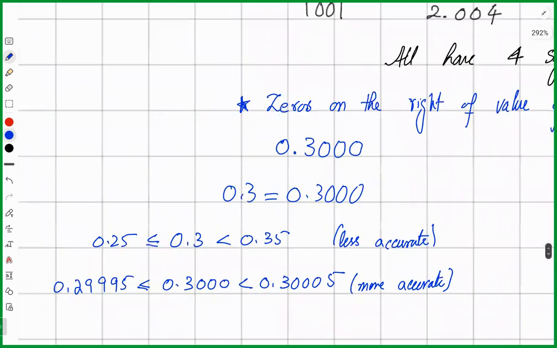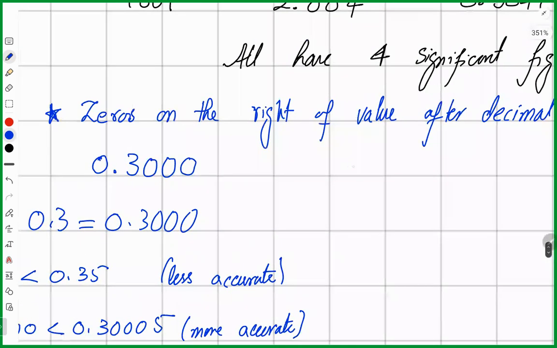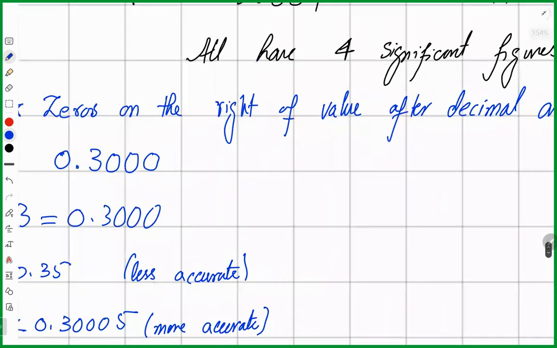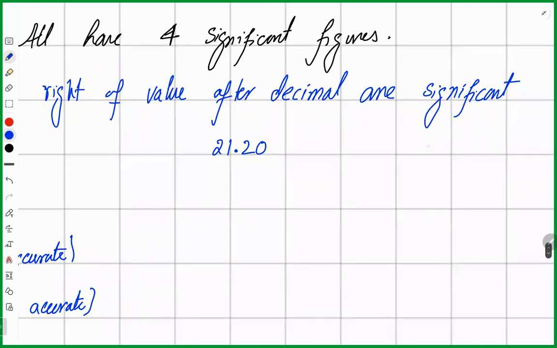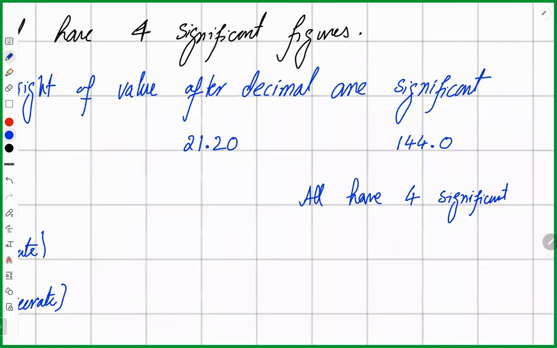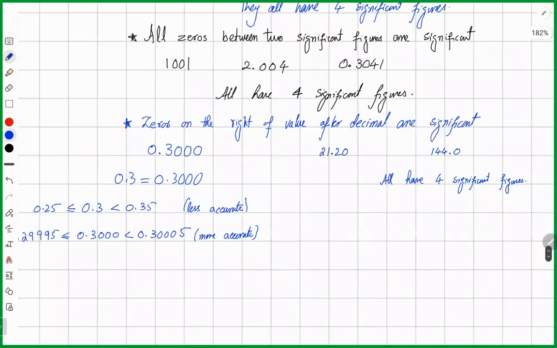So now one more example, 21.20, 144.0, all have 4 significant figures.